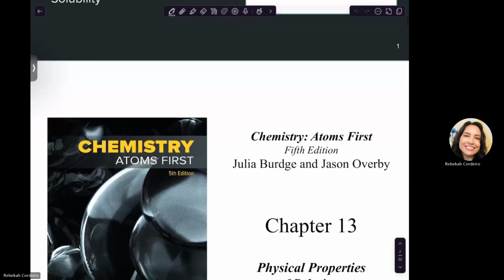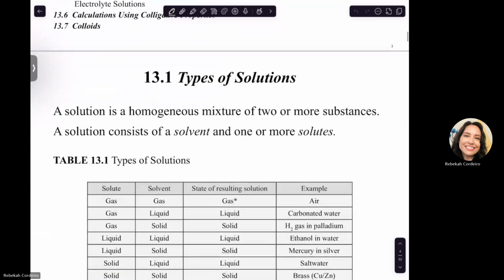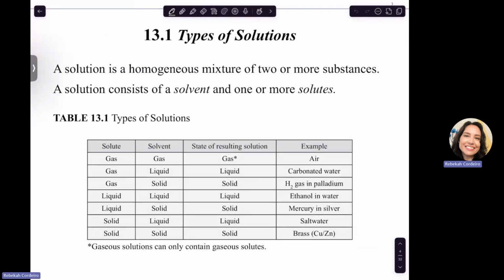Okay, so we're going to start talking about solutions today. And the solution is a homogeneous mixture. Remember that a homogeneous mixture means that the substances are distributed all the same. It has the same composition throughout, which means if I have a hot coffee, it's the same at the top of the cup or the bottom of the cup or the middle of the cup.